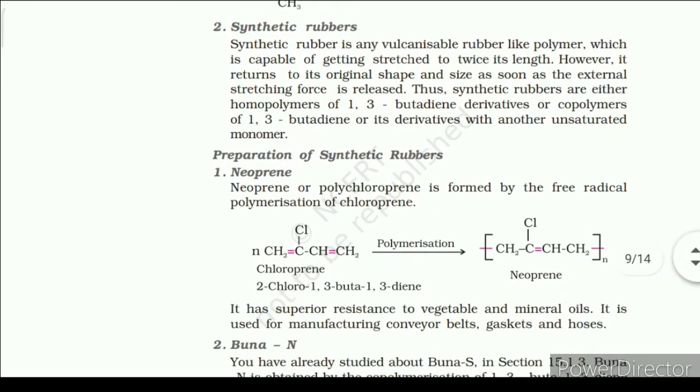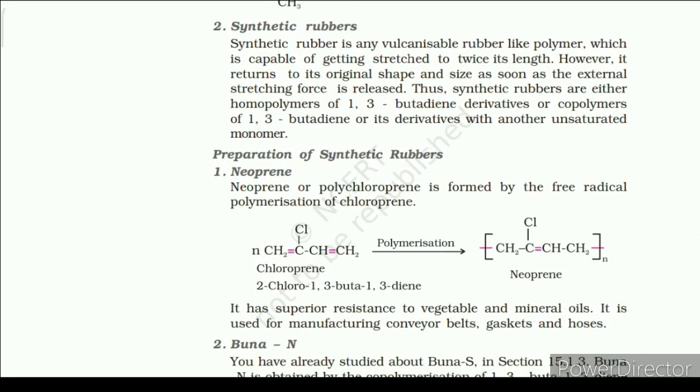Number 2. Synthetic rubbers. Synthetic rubber is a vulcanizable rubber-like polymer which is capable of getting stretched to twice its length. However, it returns to its original shape and size as soon as the external stretching force is released. Thus, synthetic rubbers are either homopolymers of 1,3-butadiene derivatives or copolymers of 1,3-butadiene or its derivatives with another unsaturated monomer.